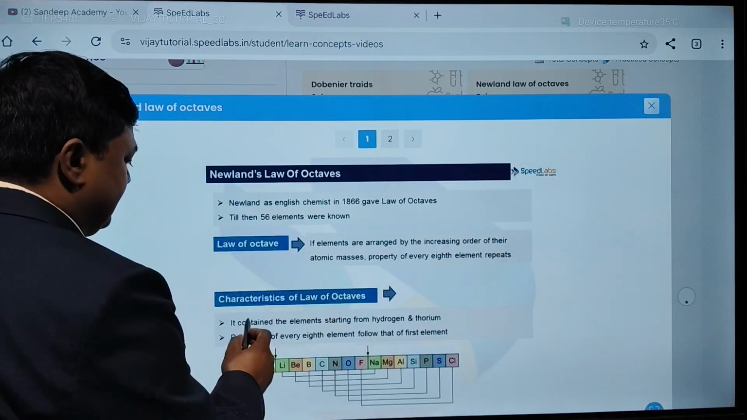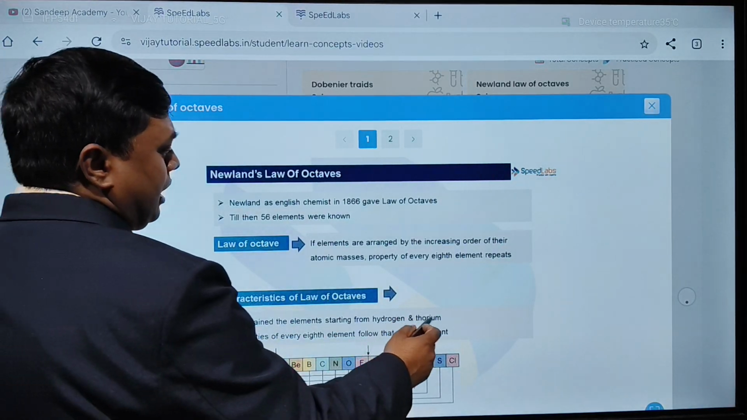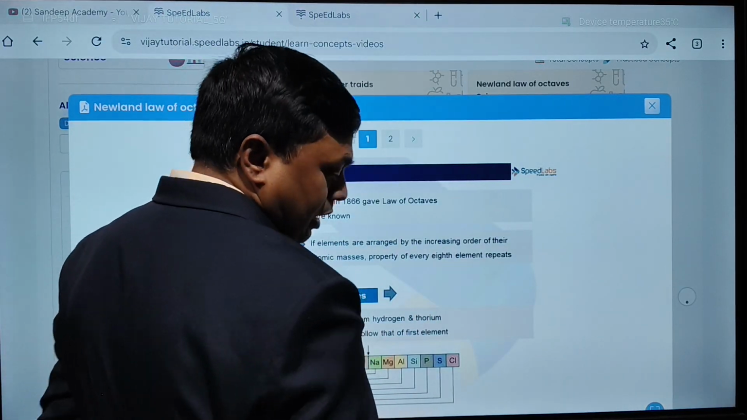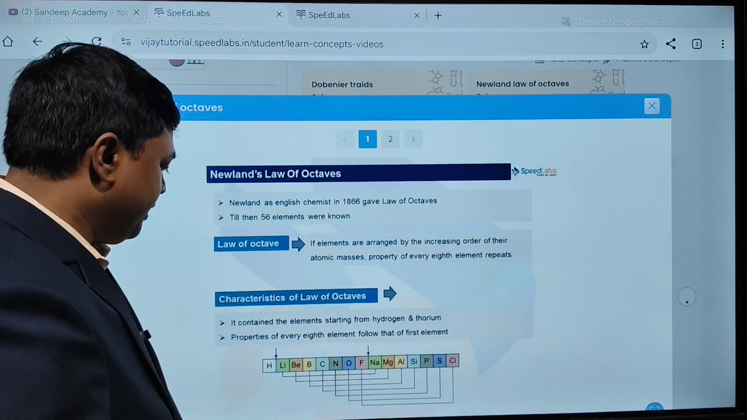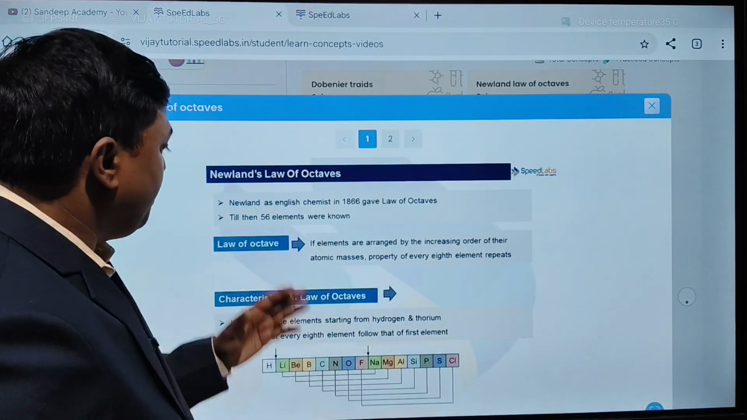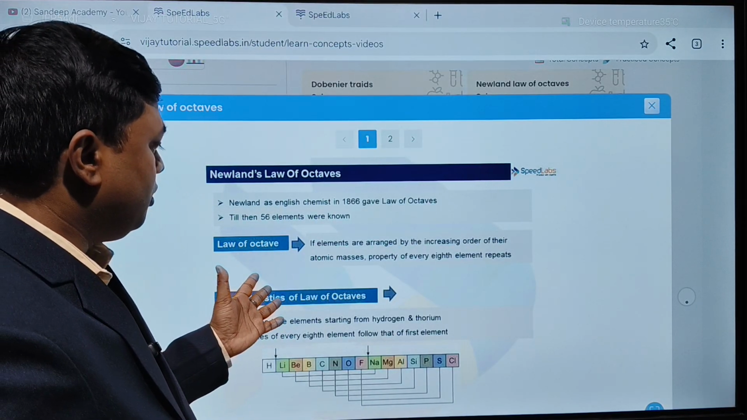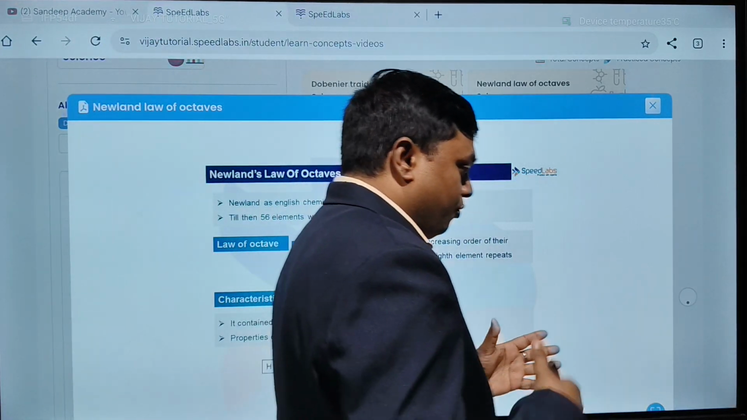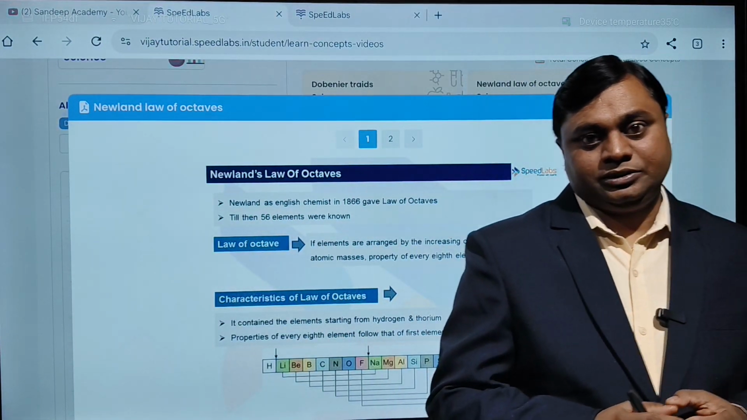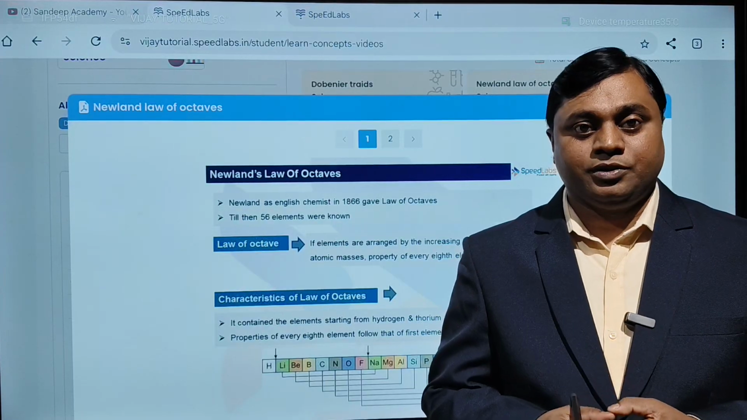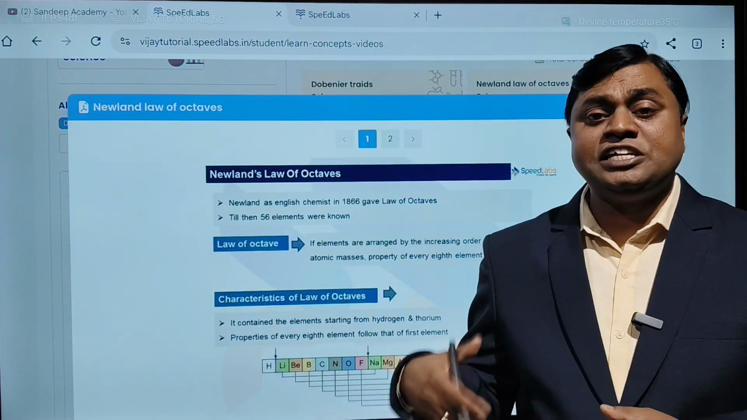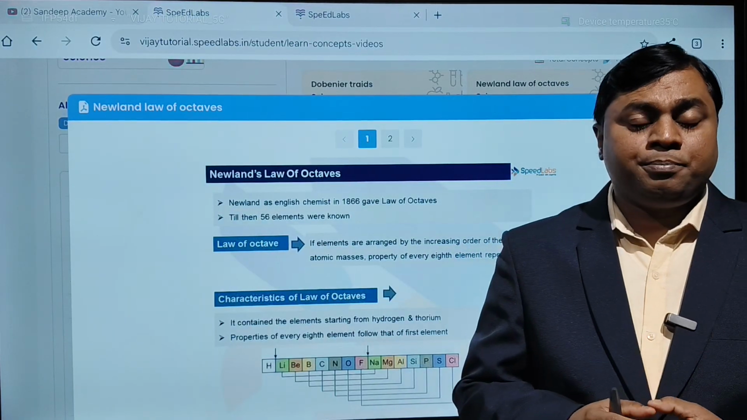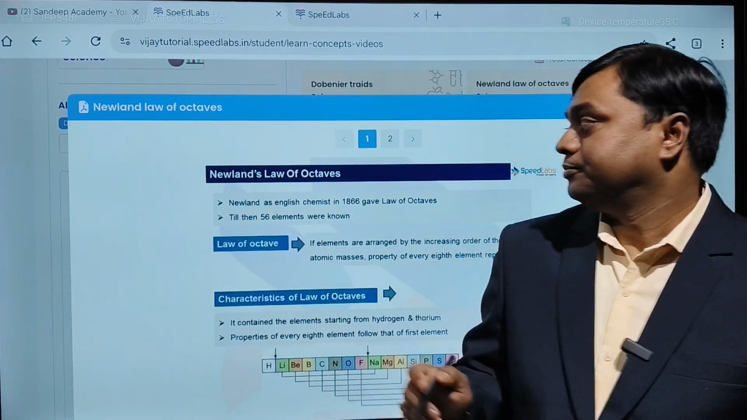So, what are the characteristics? It contains the elements starting from hydrogen to thorium. The properties of every eighth element follow those of the first element. But his periodic table was valid only for lighter elements up to calcium. Beyond that, dissimilar elements were placed together in the same group. That's why this periodic table was also rejected.